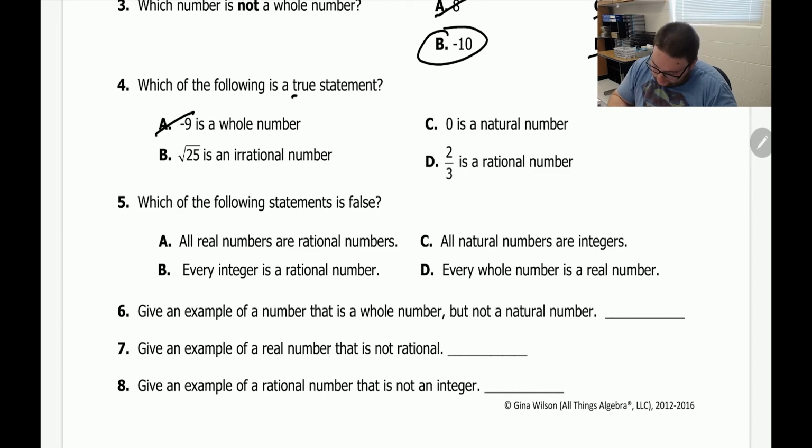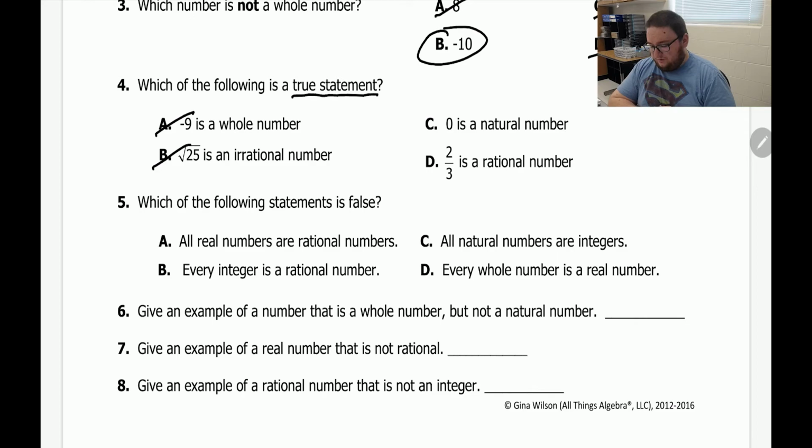And remember, we're looking for the true statement. B, we have the square root of 25 is an irrational number. Well, if you use your calculator and you put in the square root of 25, you're going to find that it gives you 5. Is 5 an irrational number? Well, no. So this is also a false statement.